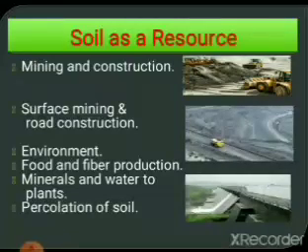Now another area where soil plays a very vital role is road construction. For road construction also, soil plays a very important role. The next bullet point is about environment. For maintaining the environment and ecosystem properly, soil plays a very vital role. If soil is not there, the whole ecosystem will get disturbed. So soil also plays a very vital role in terms of environment.